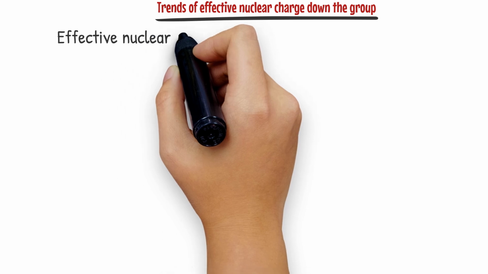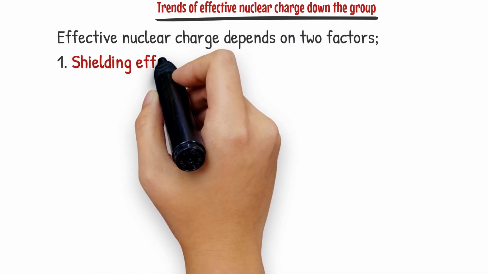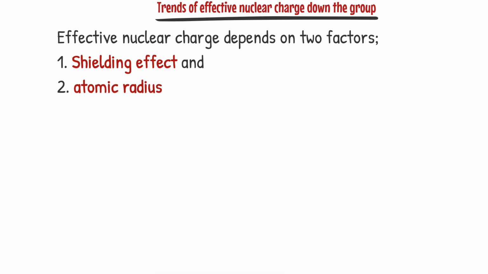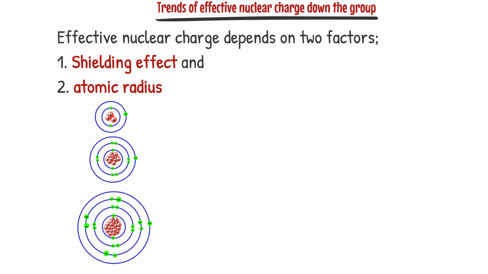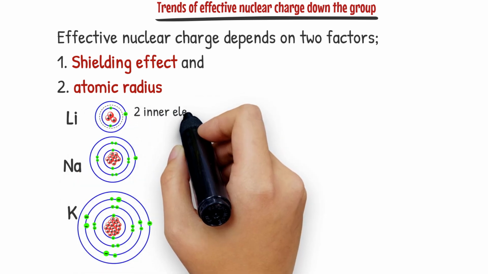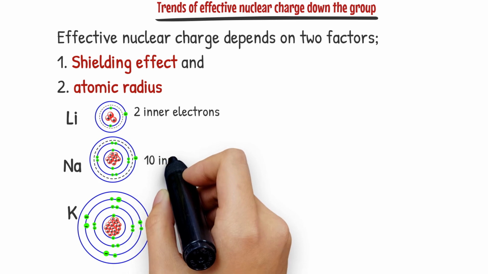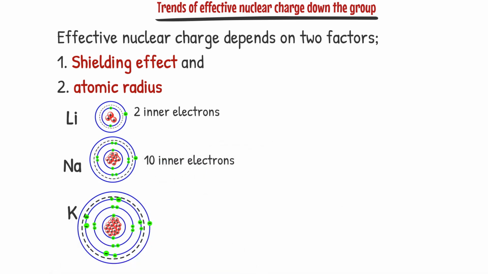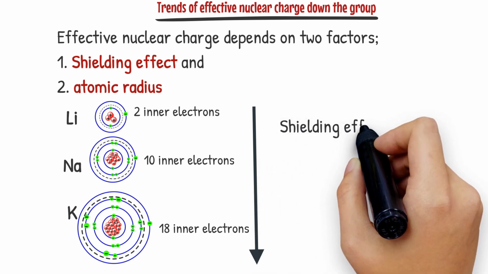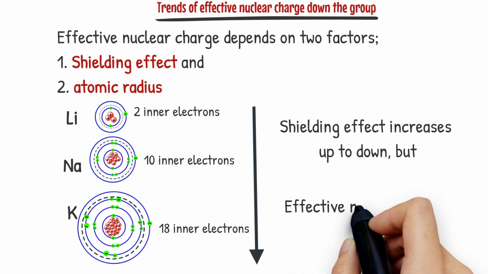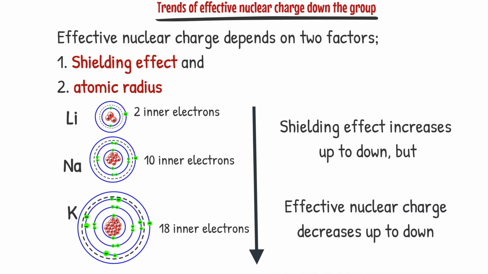Trends of effective nuclear charge down the group. Effective nuclear charge depends on two factors: shielding effect and atomic radius. Consider these elements from group 1, from lithium to potassium. Up to down in the same group, the number of energy levels increases and the number of inner electrons also increases. As the number of inner electrons increases, the shielding effect also increases. High shielding effect reduces attraction between the nucleus and the outermost electrons. As shielding effect increases up to down, the effective nuclear charge decreases up to down.